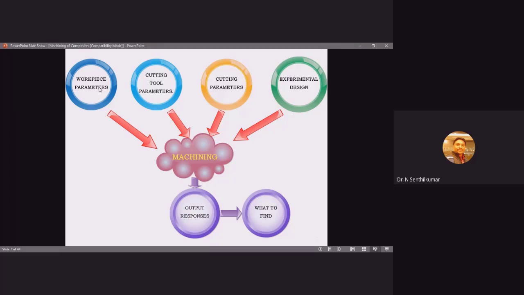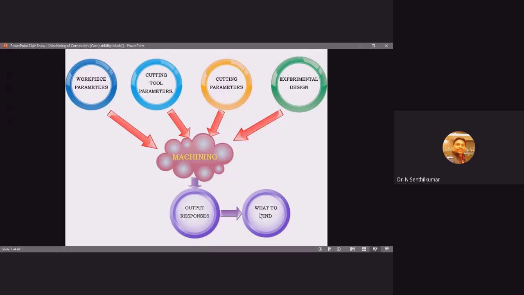Then cutting parameters: cutting speed, feed rate, depth of cut, and the type of cooling that we are going to use. So these are the cutting parameters. And experimental design: whether we are going with a trial and error approach, single factorial design, full factorial design, or any specialized design of experiments on top. Based on these inputs, I am going to do the machining process, identify the outputs, and find results from the outputs. That's our ultimate aim.